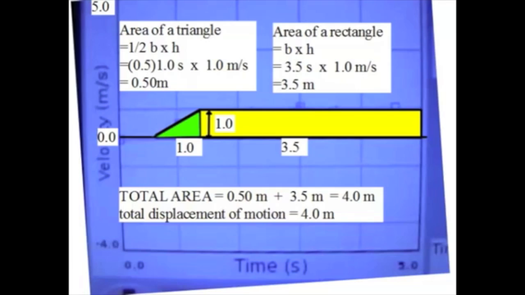That's my displacement. Let's see how close that is. This is exactly where I stopped, 20 centimeters beyond 4 meters, so 4.2 meters. So pretty close estimation, not a bad technique.